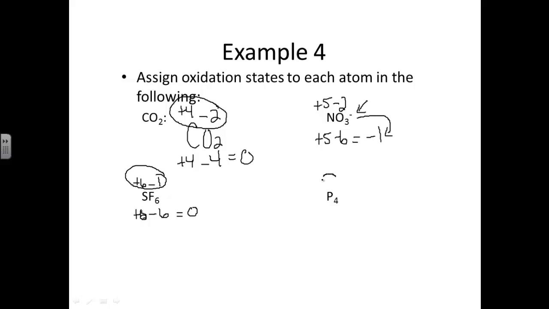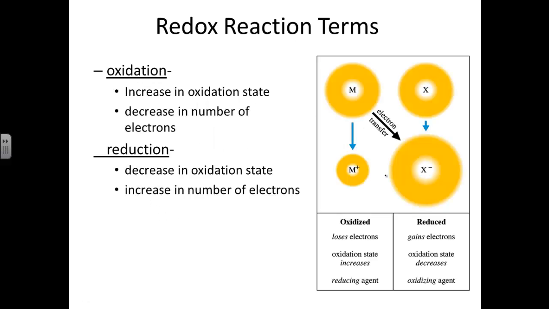And this one's on here just to throw you. Phosphorus, remember, is one of those that we find all by itself as P4. The other exception to that is S8, which would also be 0.